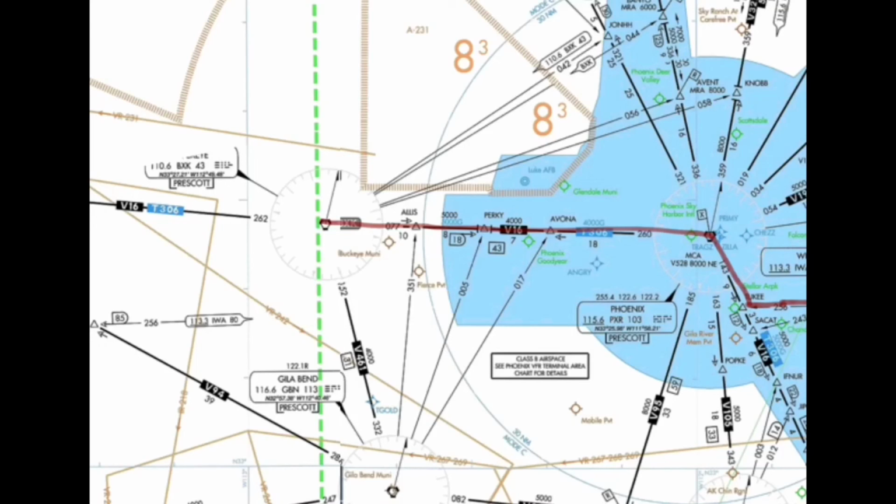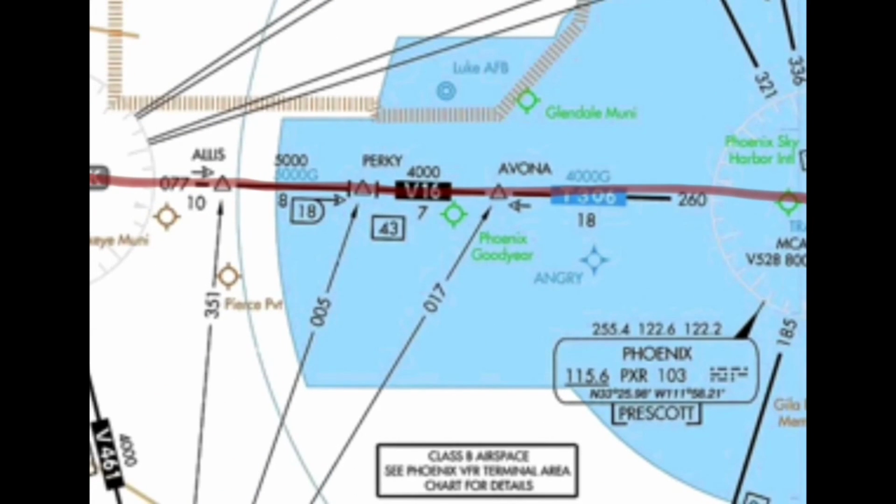In this case, since you're in instrument conditions, you'd want to find an airport with instrument approach. So just look for the green airports on the chart, such as this one, or this one. Me personally, I would want to fly all the way back and then do an approach into Phoenix Goodyear, because that is the closest airport that has an instrument approach.